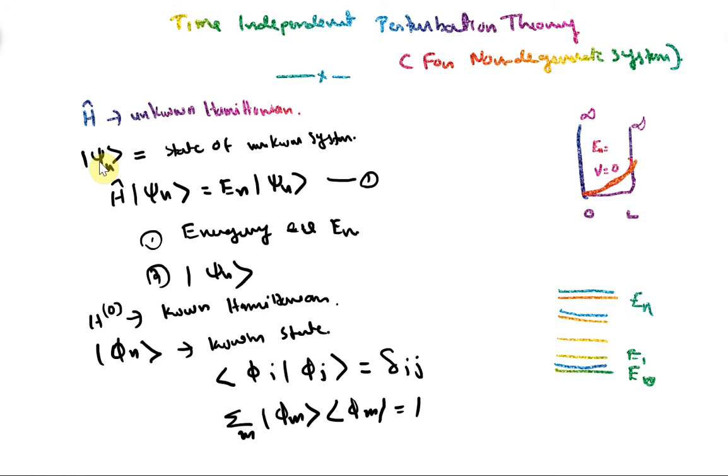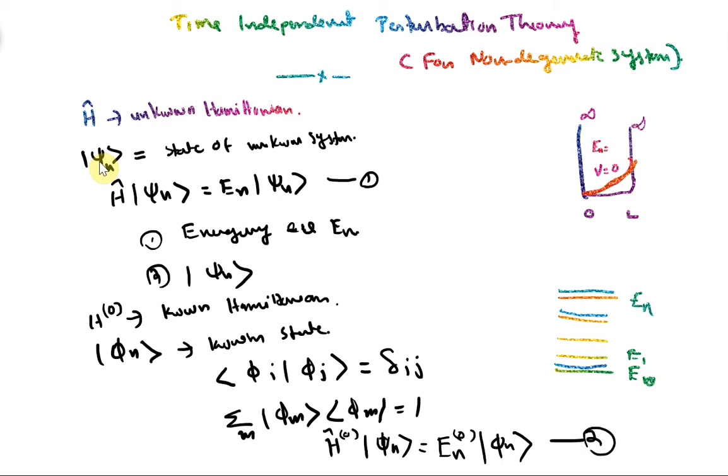So what will be our Hamiltonian equation for the known problem? That is nothing but H naught acting on phi n is equal to En naught phi n. This is the Hamiltonian equation that we know exactly. This I will give number 2.